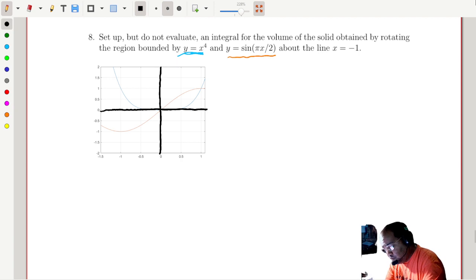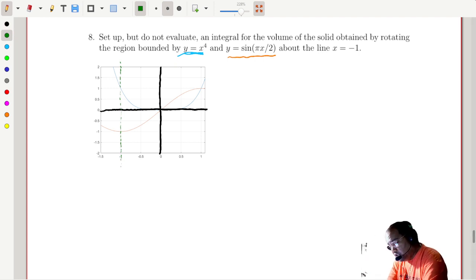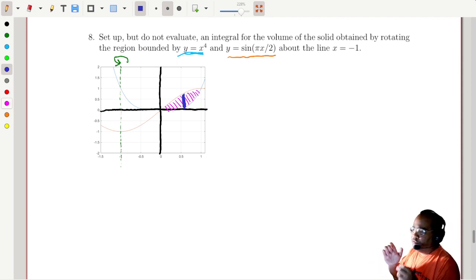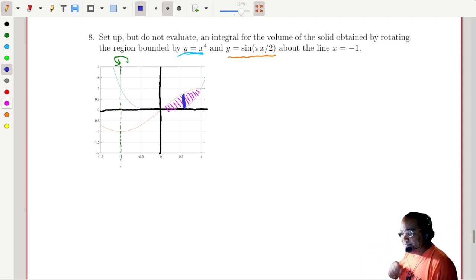Around the line x equals -1, so that's going to be this line here. Actually, we'll do that in dark green. Rotating around that line, so draw our arrow, and well, it's going to be this little pink region here. As usual, draw on the strip. Think about what your shell would look like. I won't necessarily draw it in.